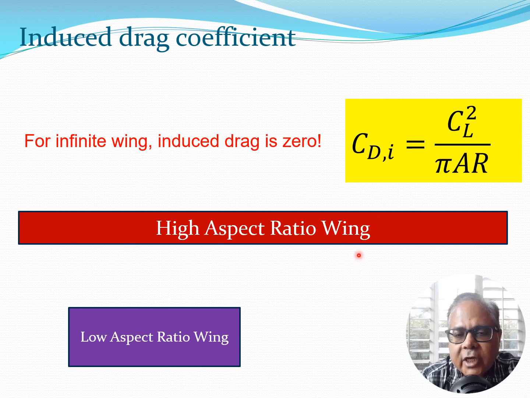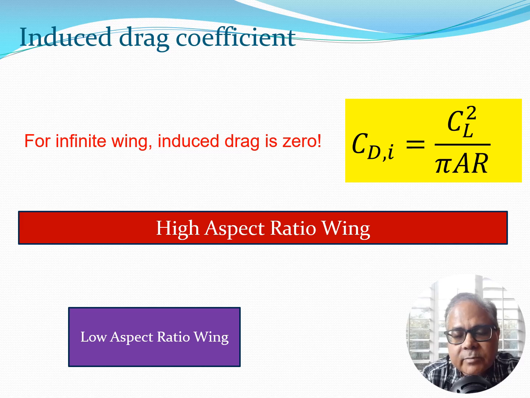So induced drag can be reduced by a high aspect ratio wing, which would basically be a long and slender wing, and in a low aspect ratio wing, induced drag would be more. So this is a fact which we see.